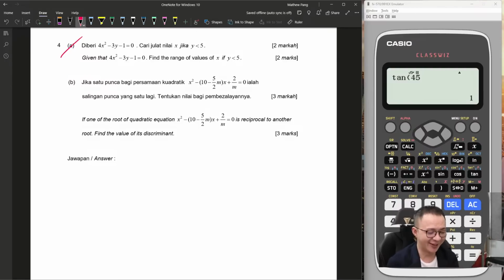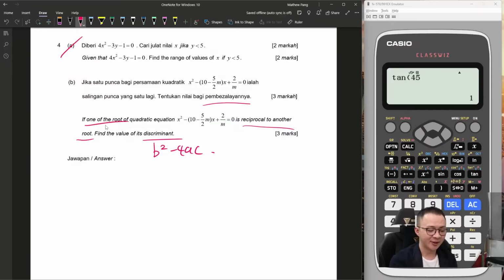Pembezalayan here. Because I teach some Malay students in my private class, sometimes I need to learn some Malay words. Okay, discriminant basically means b squared minus 4ac. So they ask us to find b squared minus 4ac. Here they say one root is reciprocal to another root.